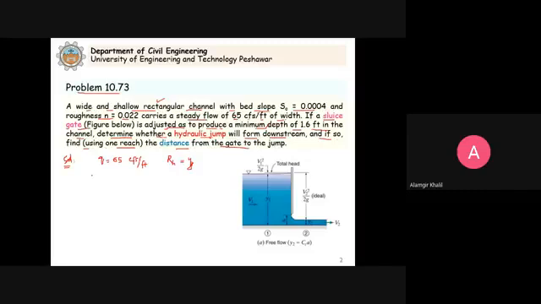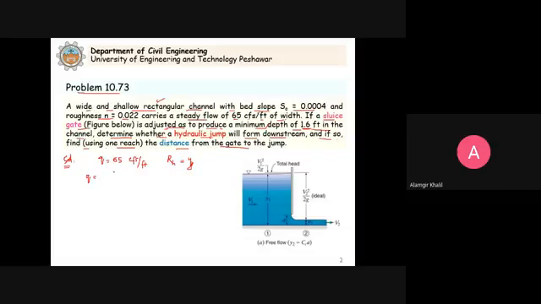You have already studied this. Now the depth is given, which is 1.6 feet. We have to compare this with the normal depth and the critical depth. Then from there we can get the idea whether the hydraulic jump will form or not. First we have to calculate the normal depth. For that we apply Manning's formula.